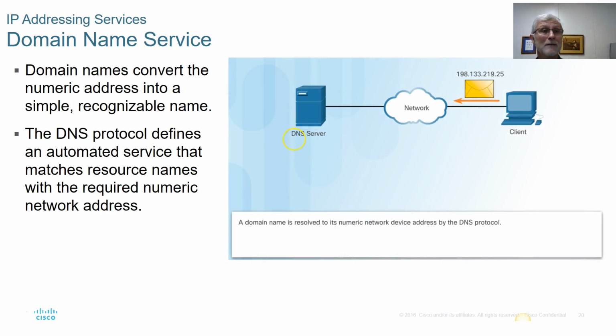Now, Domain Name Service, you guys have used it. Basically all it does is convert a numeric address, the IP address, into some kind of recognizable name. So basically DNS defines an automated service that matches names to IP addresses.